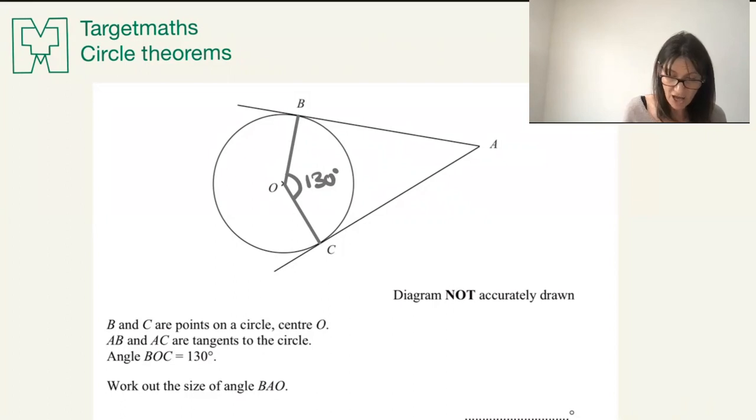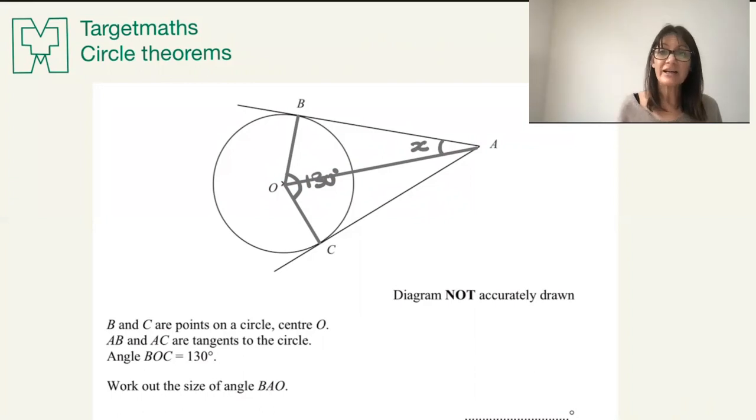Well, BAO, B to A to O, requires me to pop a line in there so I can clearly see that angle. So I'm now going to add that information in. I wasn't very good at this last time, was I? Better than last time. I have to find this angle here.